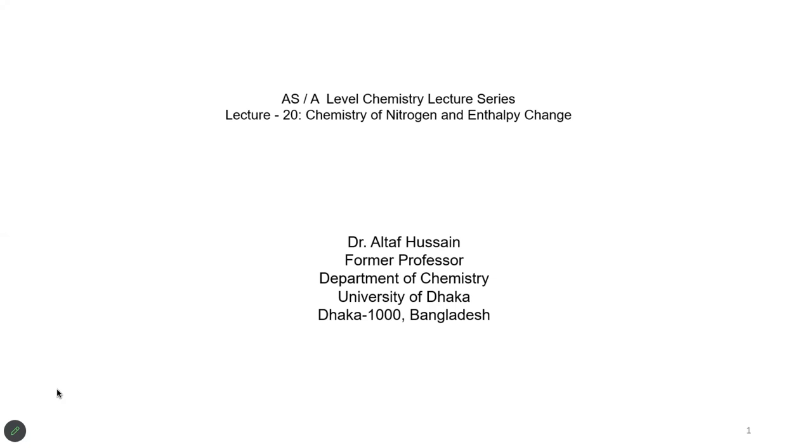And then later on, we took some compounds of nitrogen, specifically nitrogen oxides and nitric acid. And then we saw ammonia. Ammonia is a very important compound. We also discussed a little bit of its industrial preparation, and then we were talking about how to prepare ammonia in the laboratory. That was the summary of the 19th lecture.